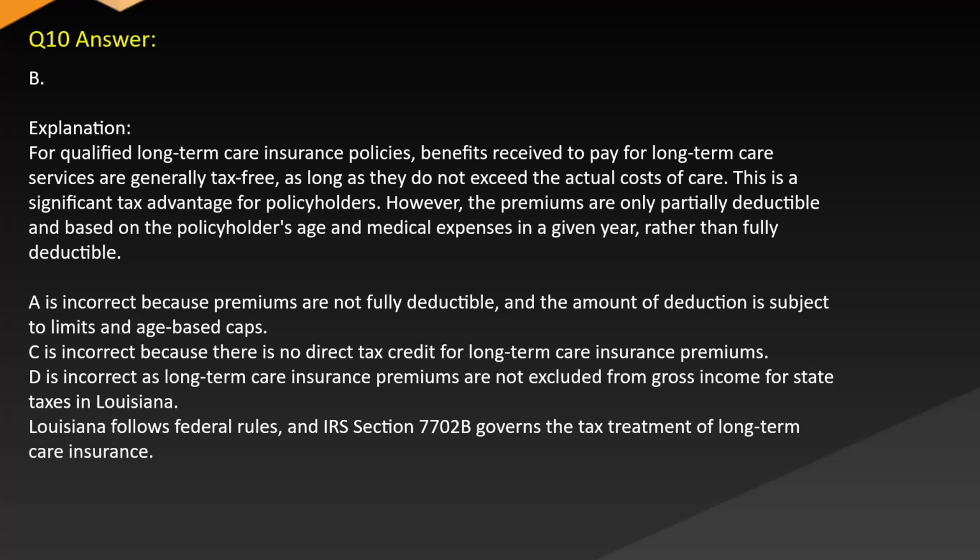However, the premiums are only partially deductible, based on the policyholder's age and medical expenses in a given year, rather than fully deductible. A is incorrect because premiums are not fully deductible and the amount of deduction is subject to limits and age-based caps. C is incorrect because there is no direct tax credit for long-term care insurance premiums. D is incorrect as long-term care insurance premiums are not excluded from gross income for state taxes in Louisiana.